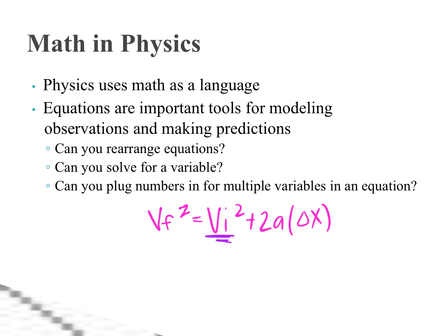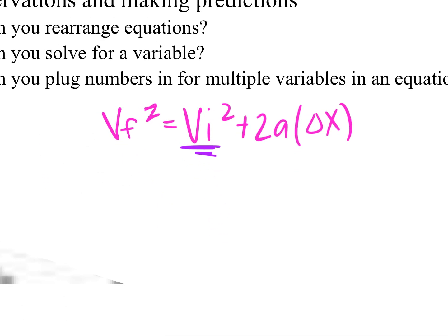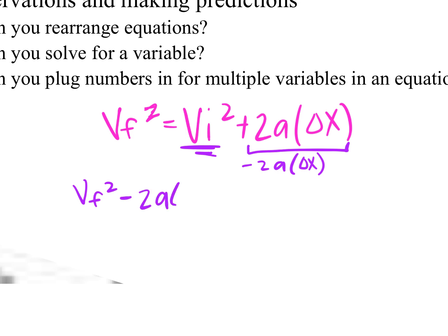Okay, if I wanted to solve for VI, any thoughts about how we could get there? What would I have to do? Yeah, just say it out loud. You don't have to raise your hands. Fine. Tell me what you think. Okay, I got to isolate. I got to get VI by itself. So what am I going to do to this whole term right here? Subtract it over. So minus 2A delta X. So now we're at VF squared minus 2A delta X equals VI squared. And so now where am I going from there? I have to square root both sides.